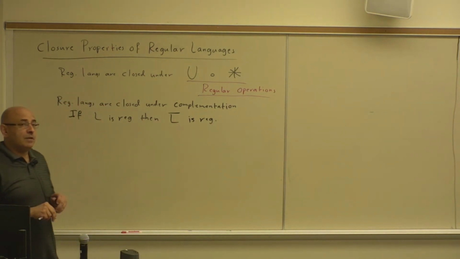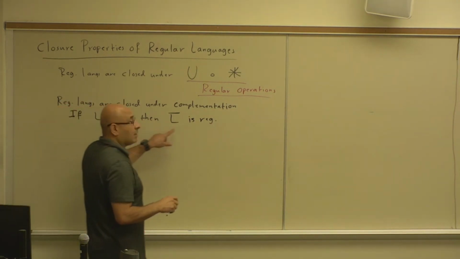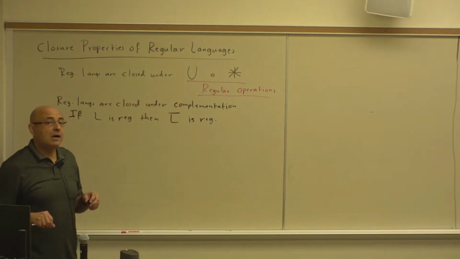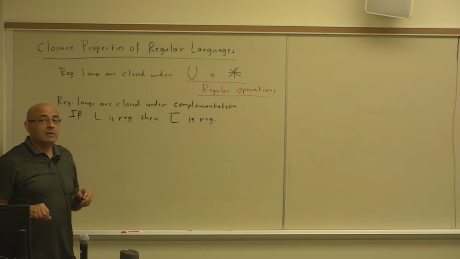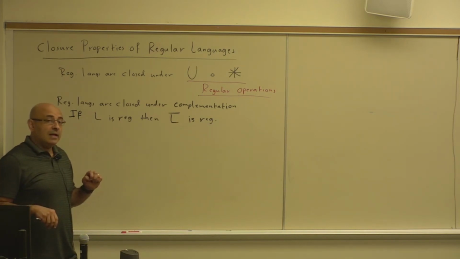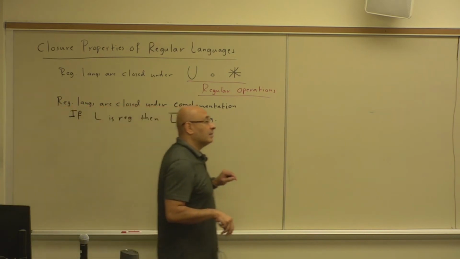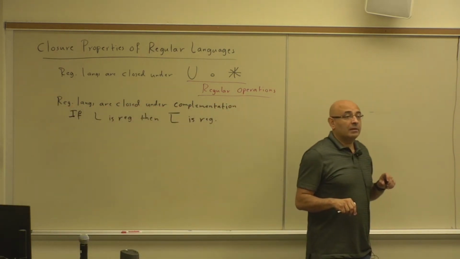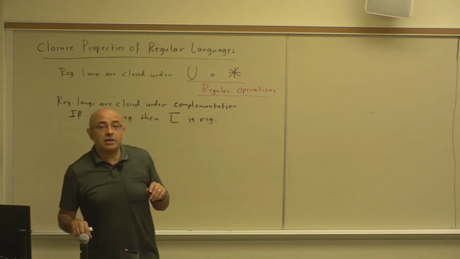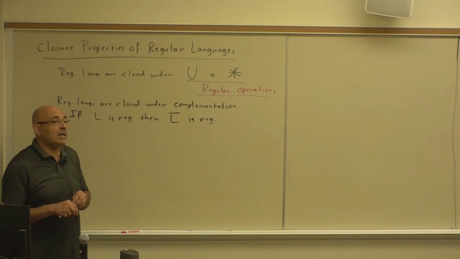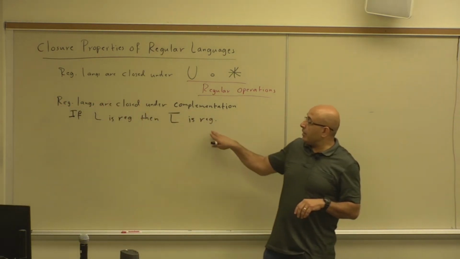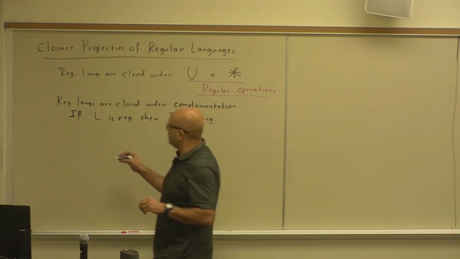How did we prove this? That if L is regular, then the complement of L is regular. We showed how to construct a DFA for the complement. If you have a DFA for a language, you can construct a DFA for the complement by swapping accept and non-accept states. So regular languages are closed under complementation.